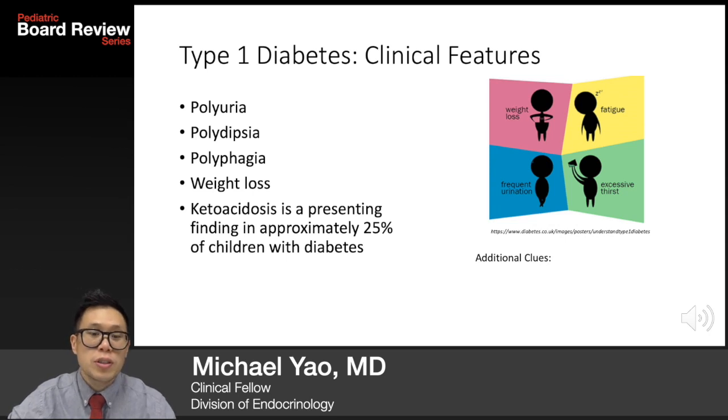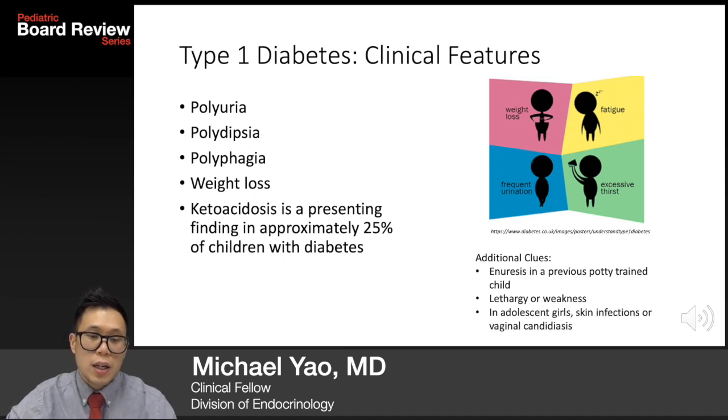Some additional clues in the question stem that you might see to help you think about a diagnosis of diabetes would be a history of enuresis in a previously potty-trained child, lethargy or weakness, or an adolescent girl who has skin infections or vaginal candidiasis.